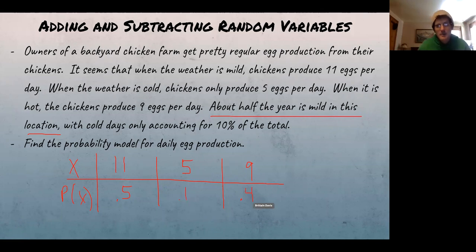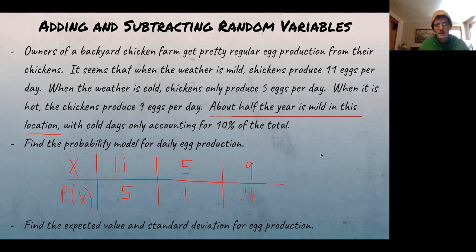We've got a probability model, and now we can go ahead and plug that into our calculator, and let's find the expected value and standard deviation for egg production. And if you did forget, you need to create list stat edit. Just plug in these outcomes and the probabilities.